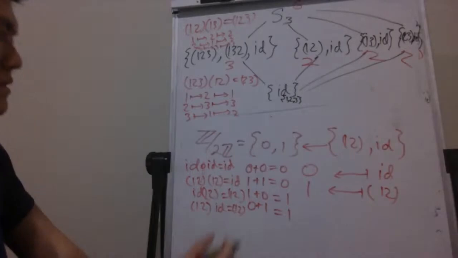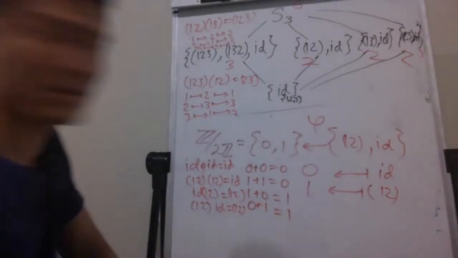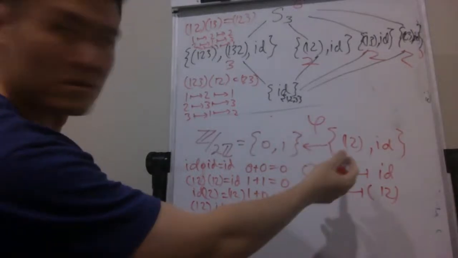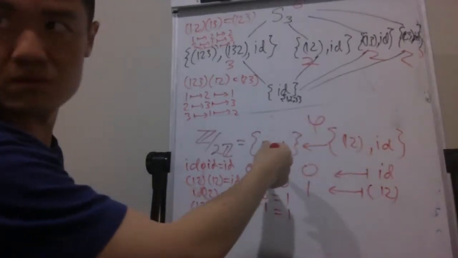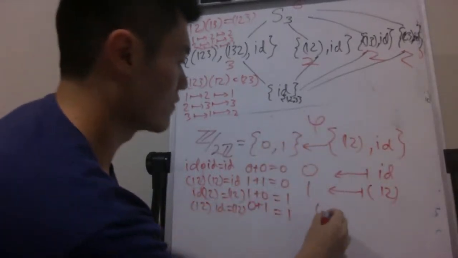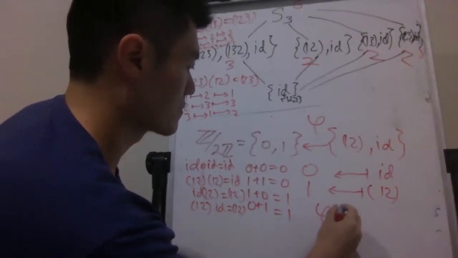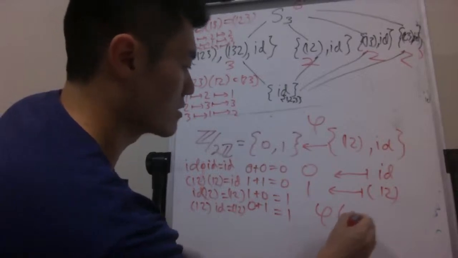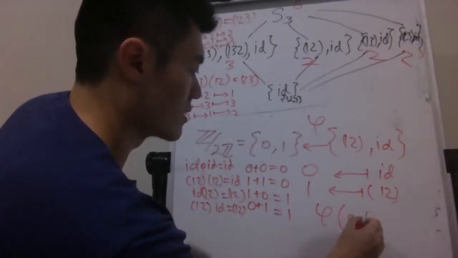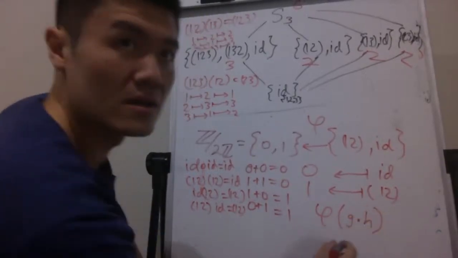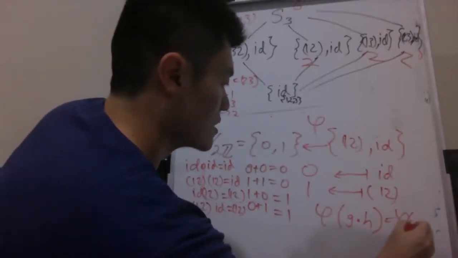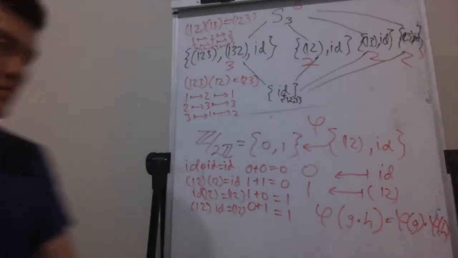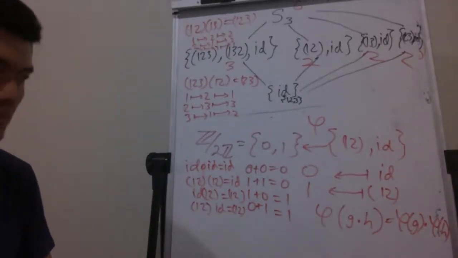So basically, what I'm saying is, if you call this phi, then it's an invertible function from this group to that group, such that phi of any g operated with h is equal to phi of g operated with phi of h. That makes sense.